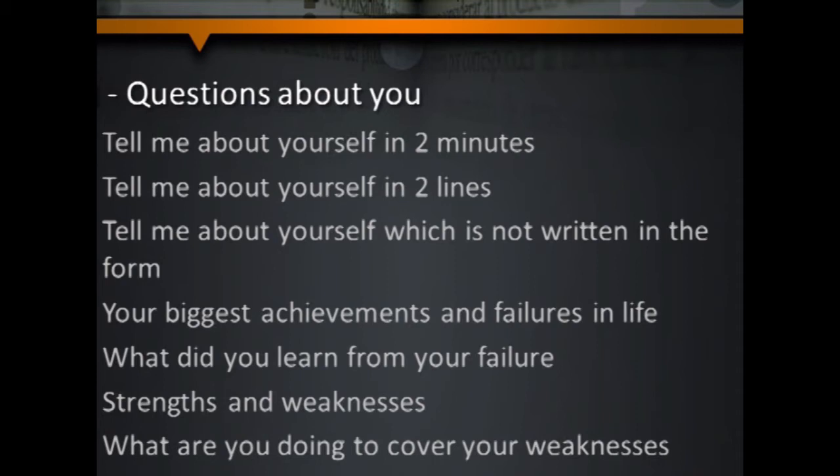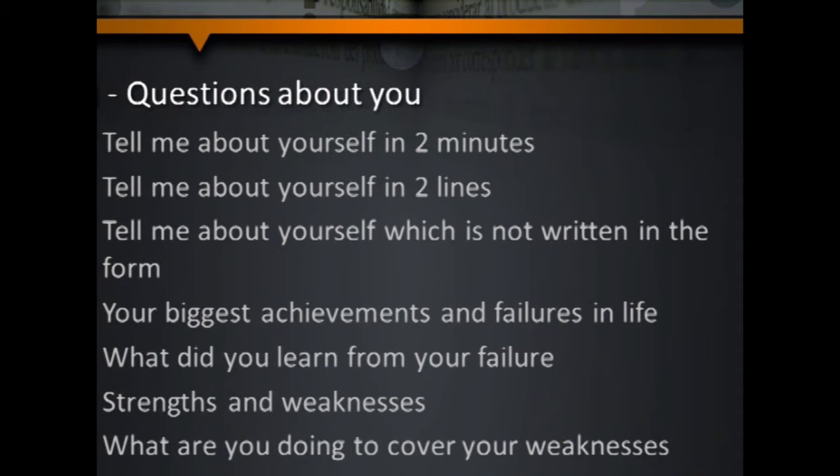Then briefly talk about your strengths and weaknesses, maybe one or two lines about that, and then your hobbies, one line about that. And last, one or two lines about your long term goals, the future perspective, what exactly you are looking towards in your future.